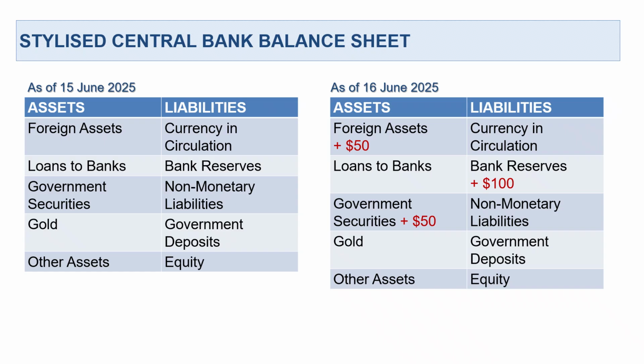Well, it doesn't print money, meaning it doesn't print more currency notes that are in circulation. Rather, it simply credits the commercial bank reserves by $100. So now it has increased its liabilities by $100, and against those liabilities that it has forced on the commercial banks, it now can acquire the foreign currency asset worth $50 and government securities in the local currency worth another $50.